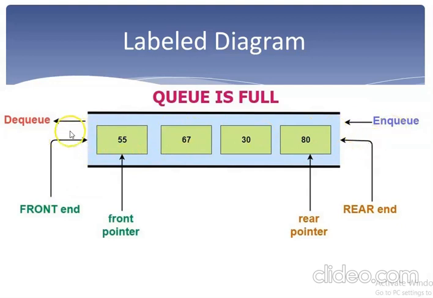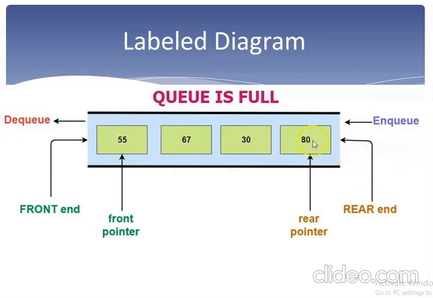The dequeuing operation will be performed from the front end and the enqueuing operation will be performed from the rear end. As I have told you, we will be using 2 pointers. They are the front pointer and the rear pointer. So labeling goes like this. This is the front end. We will be taking out values from this end. This is the rear end. We will be inserting values at this end.